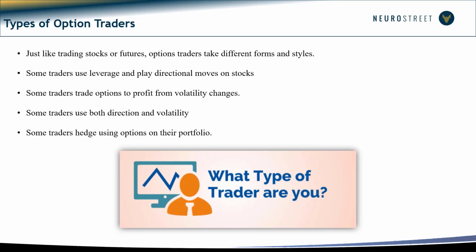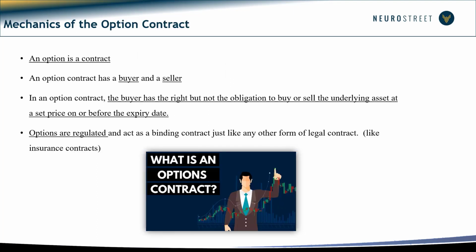There are a lot of different ways to trade options, and we're going to talk about different components moving forward. A couple of things here: we're going to start talking about the mechanics of the option. So an option is a contract, and just like a futures contract, it has its own different criteria. An option contract has a buyer and a seller.